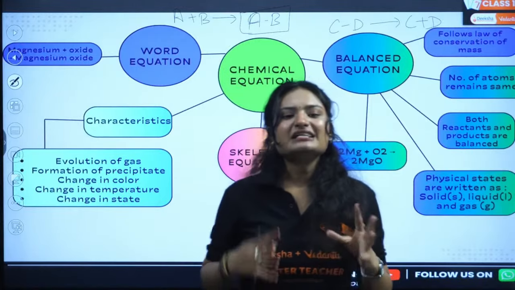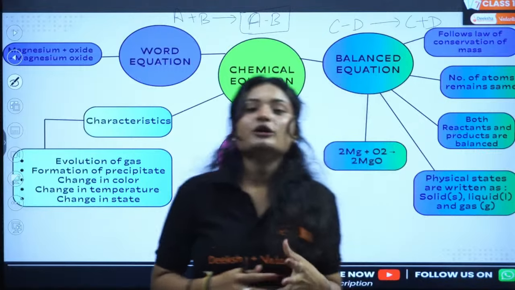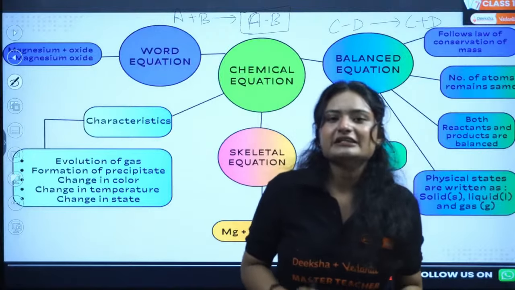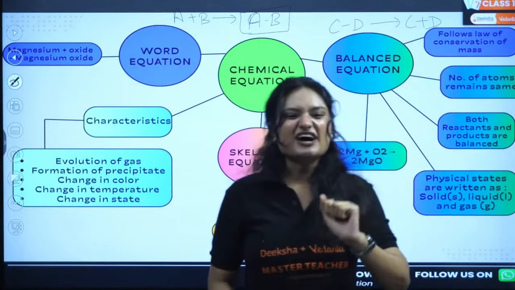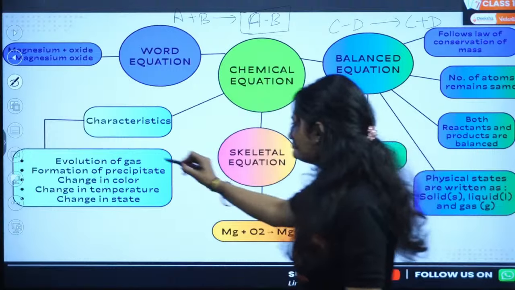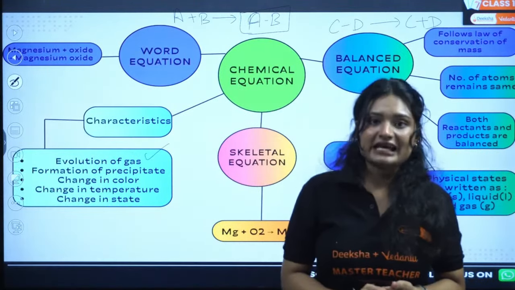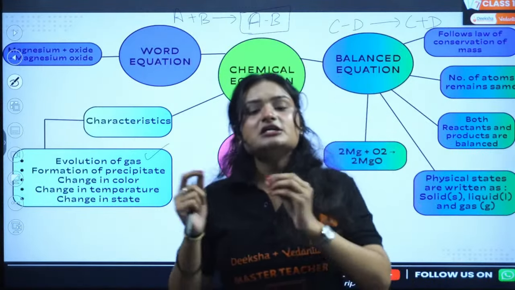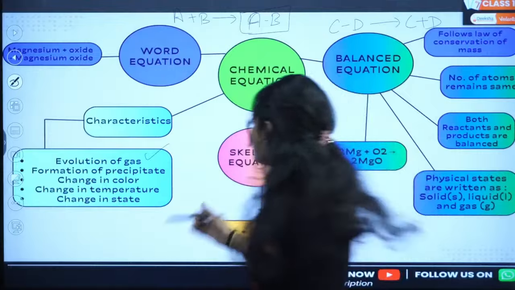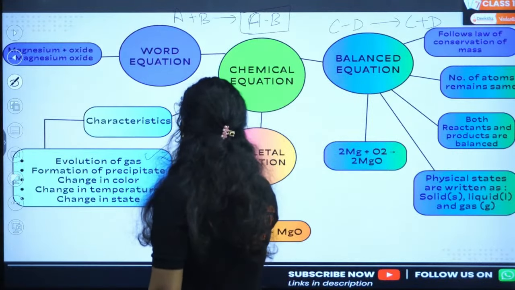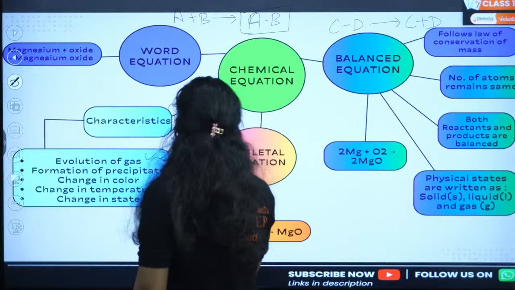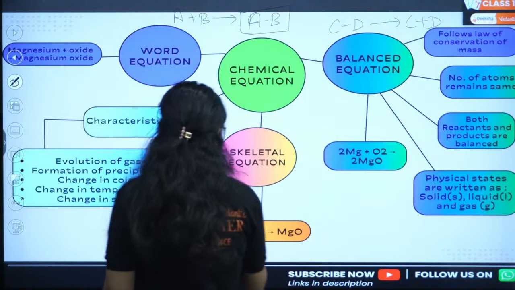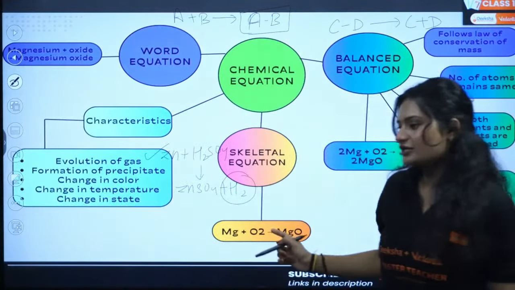Now, what are the characteristics of a chemical reaction? How do you identify whether a chemical reaction is happening or not? You have 5 criteria. Evolution of gas. For example, if you react zinc with sulfuric acid, you get zinc sulfate, and hydrogen gas is evolved. This is a chemical reaction.